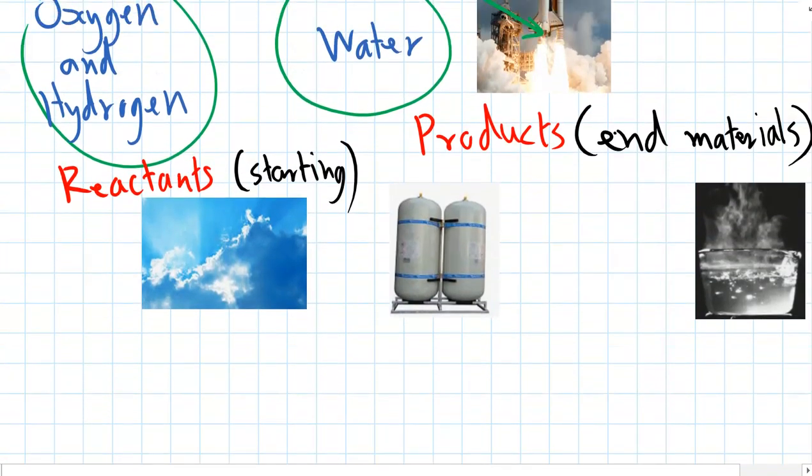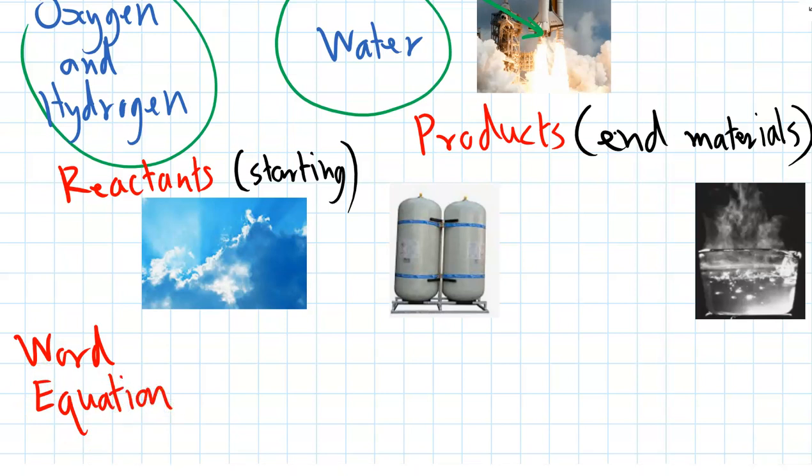Okay, so here's a picture of oxygen, hydrogen, and water. And the next thing that scientists do is they write out a reaction in an equation. So the first type of equation that we learn is a word equation. And this is really just a summary of all the reactants and the products put into almost like a mathematical equation. But it's a little bit different. So we'll use our rocket example again.